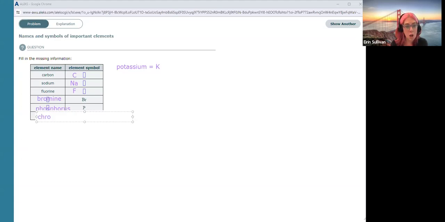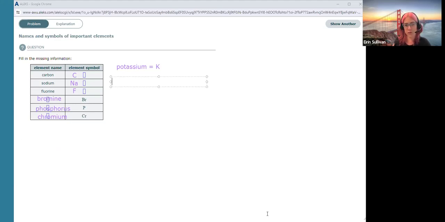There are a lot of element symbols that begin with C, like chromium, copper, cobalt. In fact, they're very close to each other in the periodic table, so make sure you don't get those guys muddled up, okay?